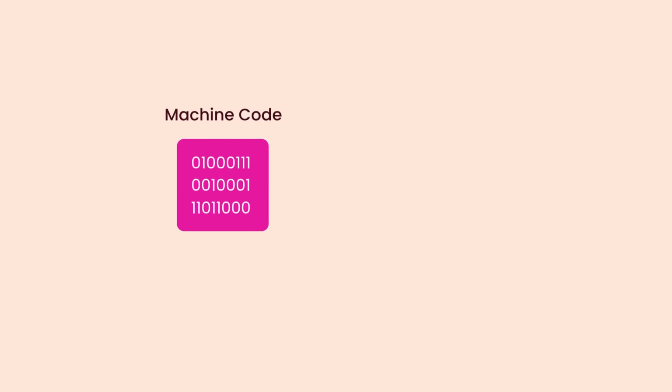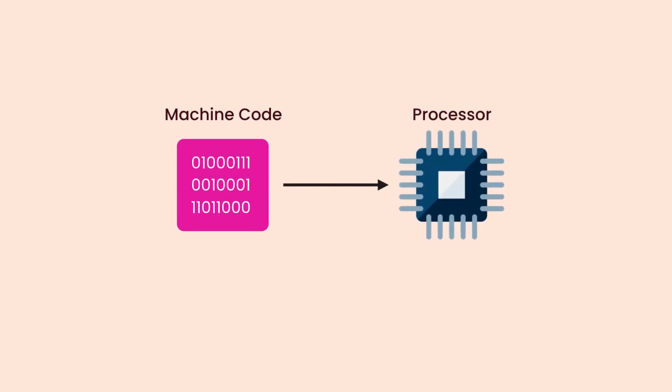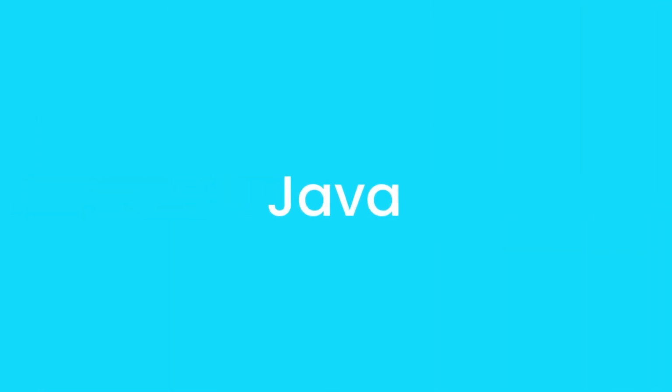However, this machine code is specific to the type of CPU of a computer. So if we compile a C program on a Windows machine, we can't execute it on a Mac. Because Windows and Mac have different machine code, just like how people from different countries speak different languages. Java came to solve this problem.